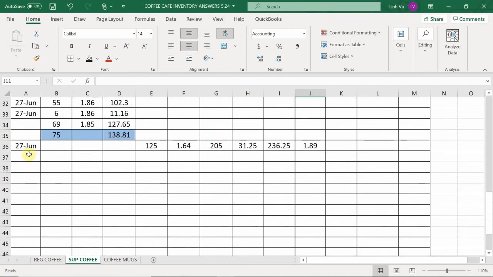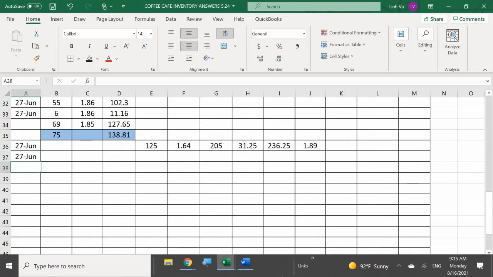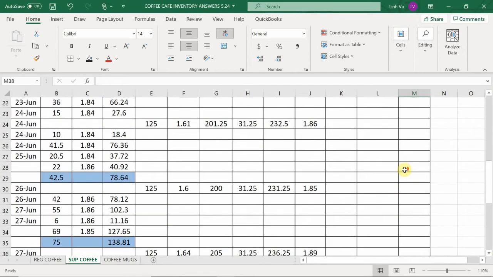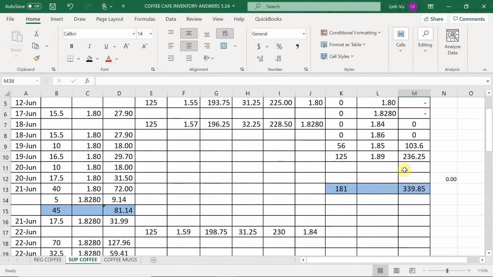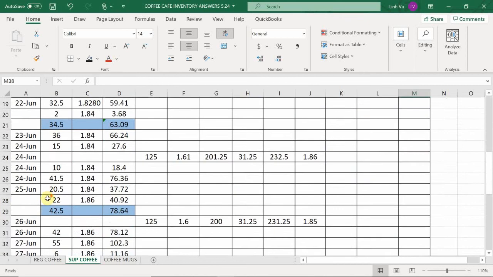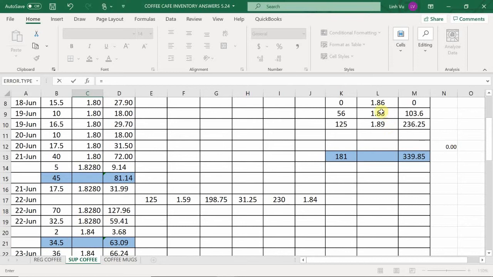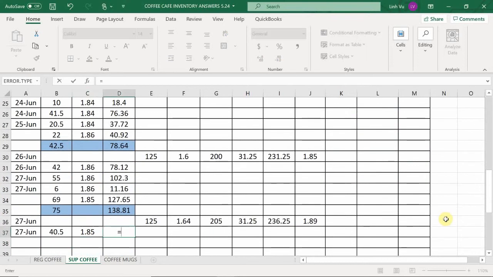And now we go to our Supreme. We used 40.5 pounds. So let's see. We're going to take that from our batch of 56 at 1.85. Okay, so 1.85 is our cost. And that brings our cost of goods sold to 74.93. Okay, 74.93. Good.